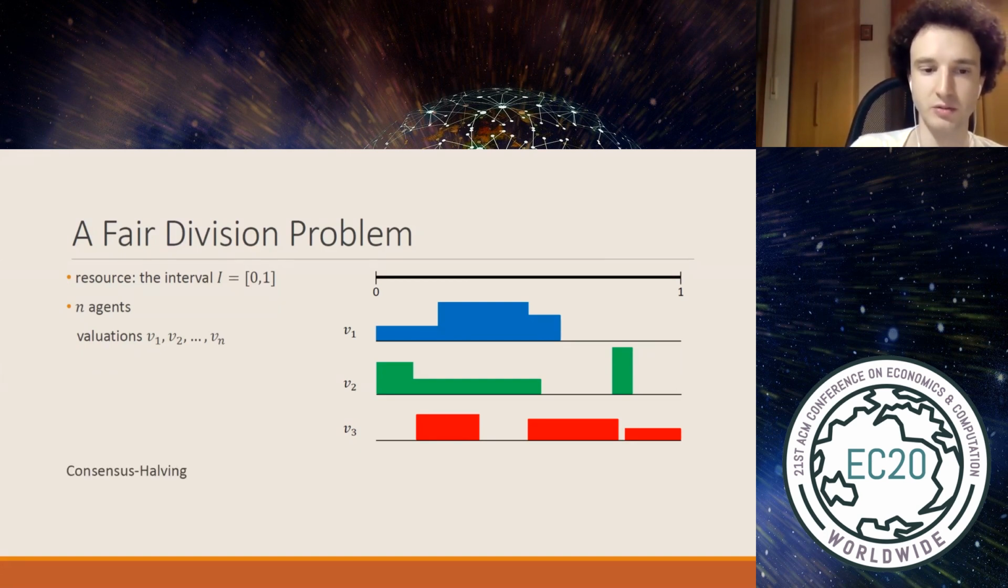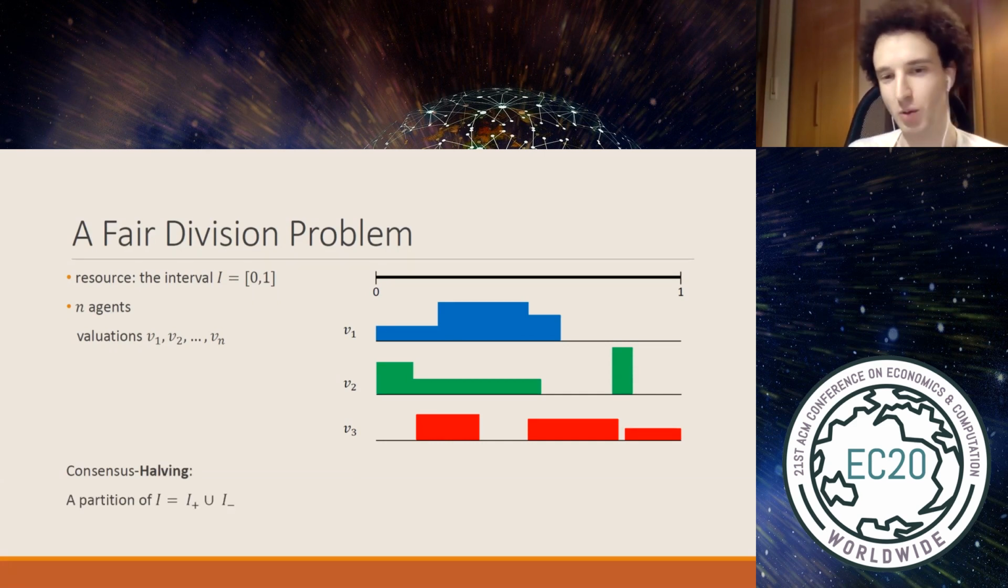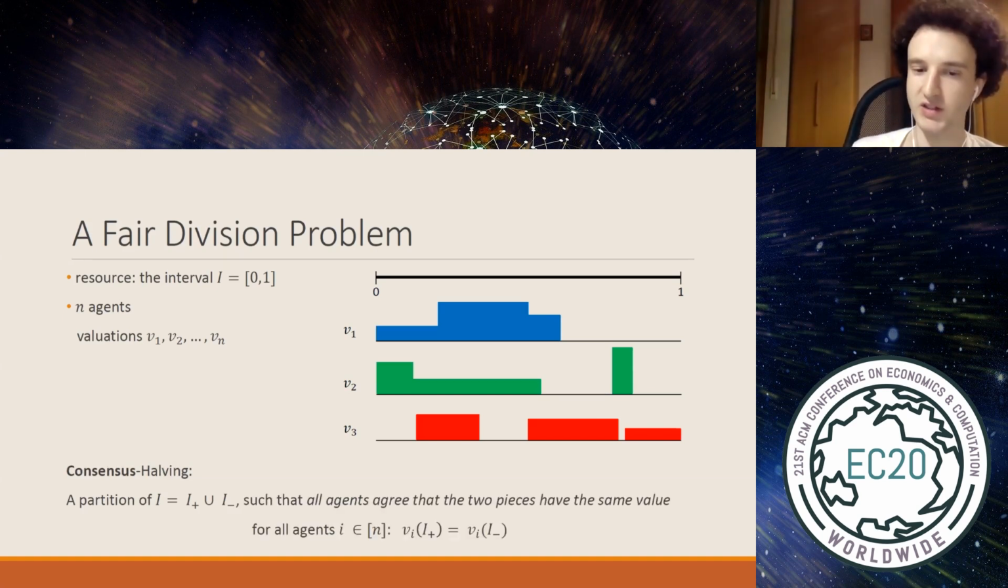So the fair division we consider here is called consensus halving. It has been studied since the 1940s or so, under various different names, but it's always the same problem, which is the following. We want to partition the divisible resource, the interval, into two parts, such that all the agents agree that we have cut it in half. What do I mean? That the two parts have the same value. So formally, for any agent i, the value of the one half, which is i plus, should be the same as the value of the other part, i minus.